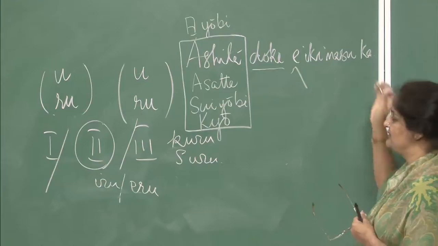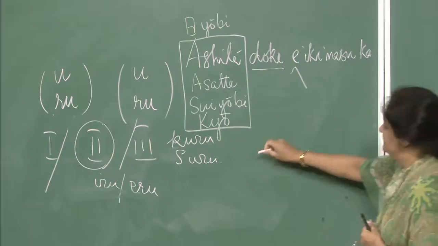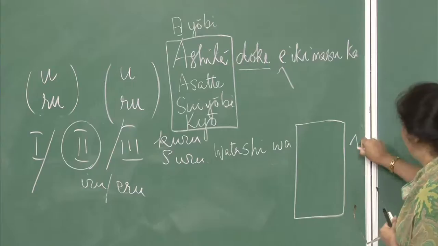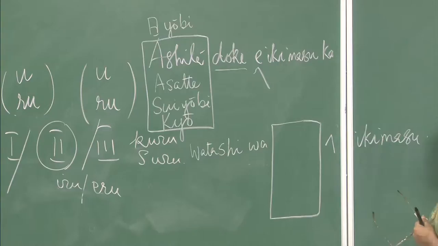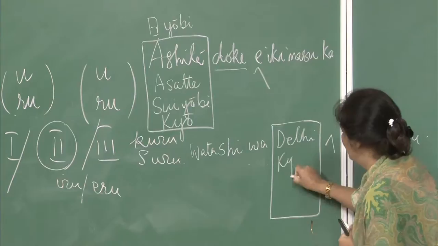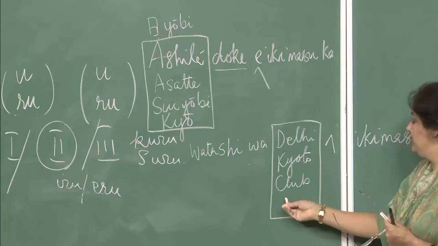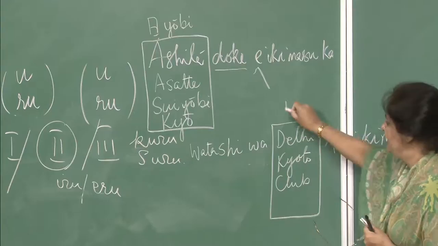And of course, you could answer with 私は, and the name of the place, へ行きます。So it's very simple, it could be Delhi, it could be Kyoto, it could be club or kurabu as is used in Japanese, it could be shokudo, it could be class, anything. E ikimasu. So place e ikimasu. That's what we are going to practice over here.